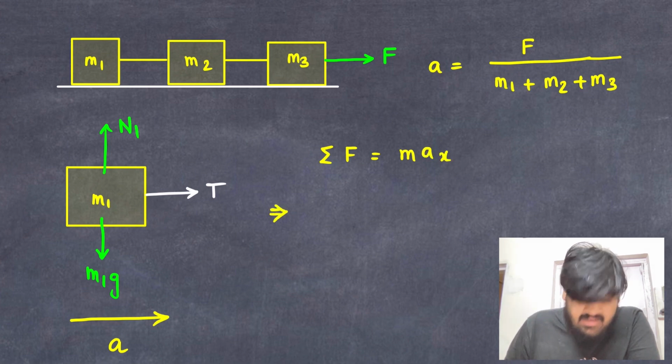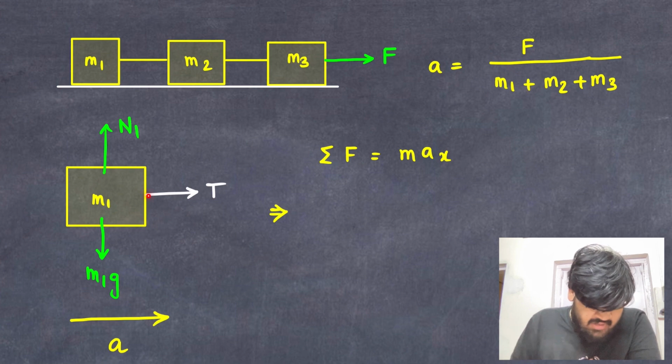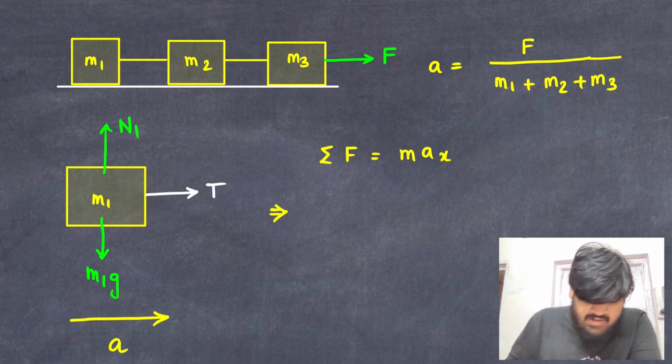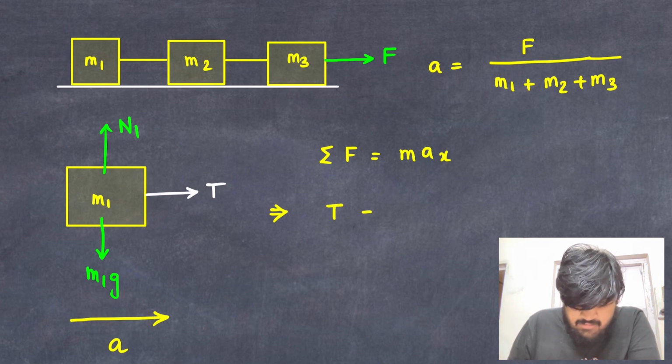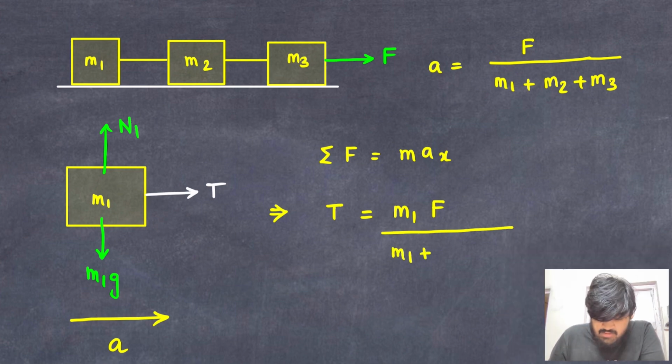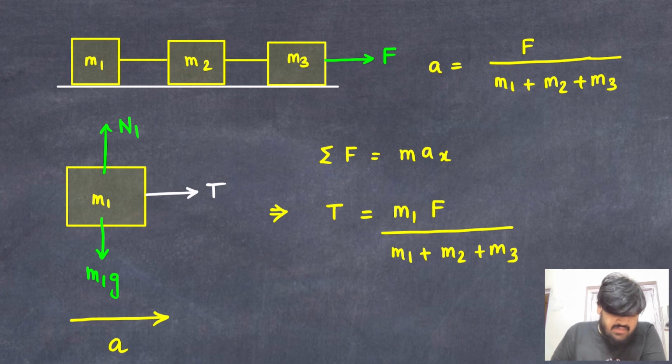Now over here, what is the net force along x-axis? See, on the x-axis only the tension T is acting, right? N1 and m1g are acting in the y-axis. We'll not take that. We'll take the forces in the x-axis. So over here, the net force along x-axis will be your capital T. Okay, so this will be equal to your, what is the mass of the body? m1. And what is the acceleration with which it is moving? F divided by your m1 plus m2 plus m3. So in this way you have easily found the tension in this string. Okay, we have easily found the tension in this string.